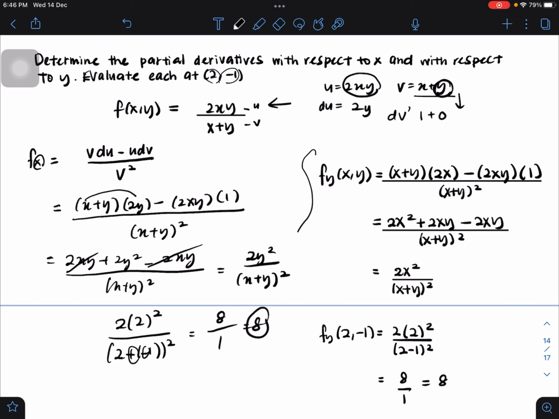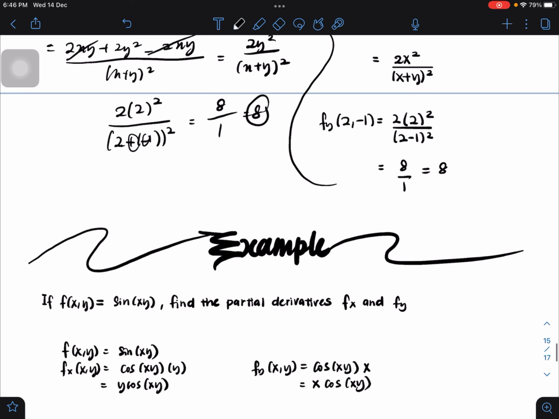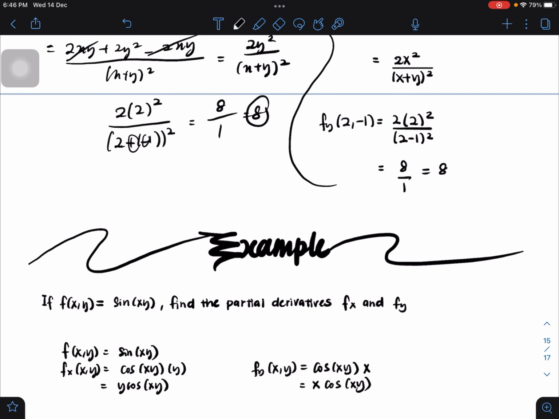And then you can try to do fy, which is the partial derivative in the direction of y. Okay, and also one last question here. For example, I already wrote the answer, but you can try yourself and check whether you get the same answer with me or not.